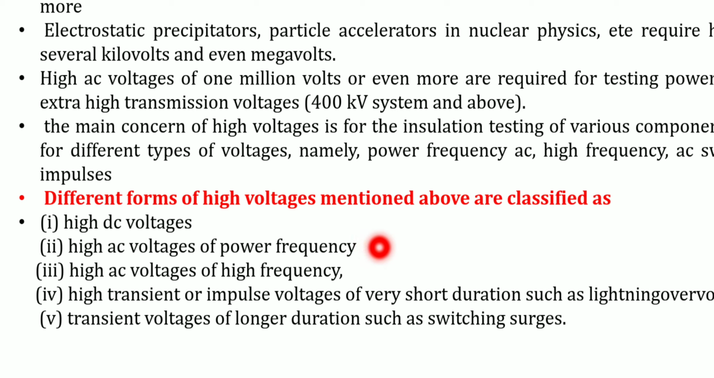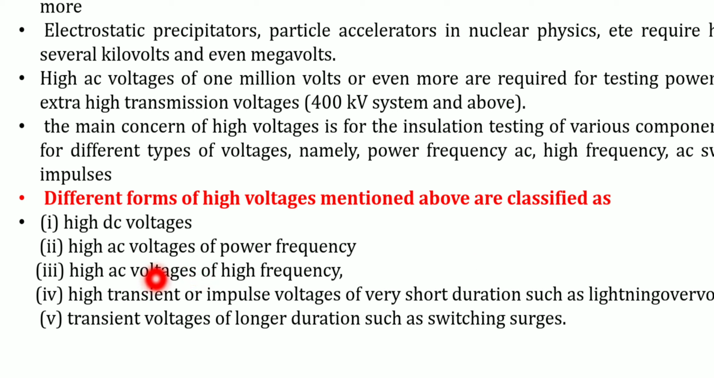That usually describes the operation of electrical equipment at the Indian standard frequency of 50 to 60 Hertz. The third one is high AC voltages of a higher frequency. In communication transmission networks, high frequency is preferred in the range from 30 to 300 megahertz. In such cases, high AC voltage generation is done with the help of different techniques, which we'll study in further sessions.